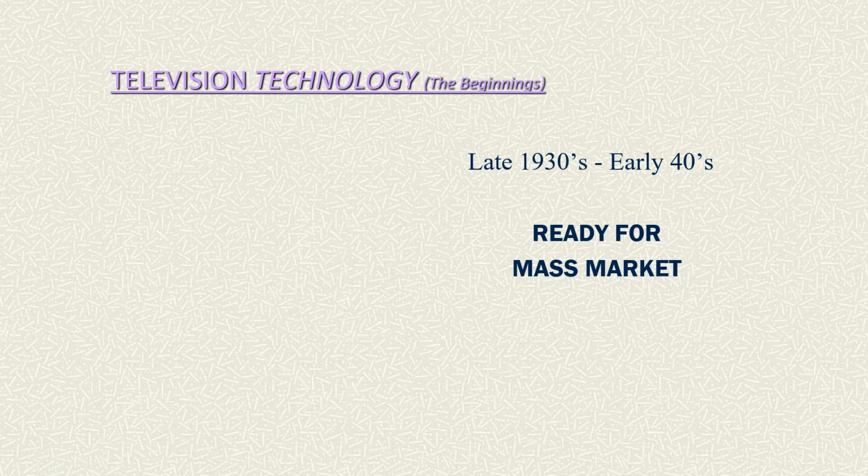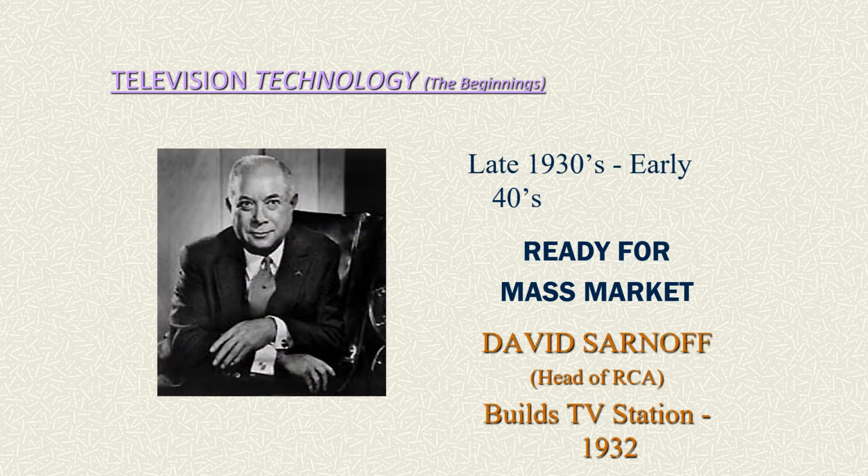So by the late 30s and early 40s, it is believed that television is going to be the next technology that is ready for the mass market. Some people think it's ready so much so that they start building television stations. Sarnoff, of course, still the head of RCA, builds a TV station in the state of New York, and actually broadcasts some programming on this TV station.